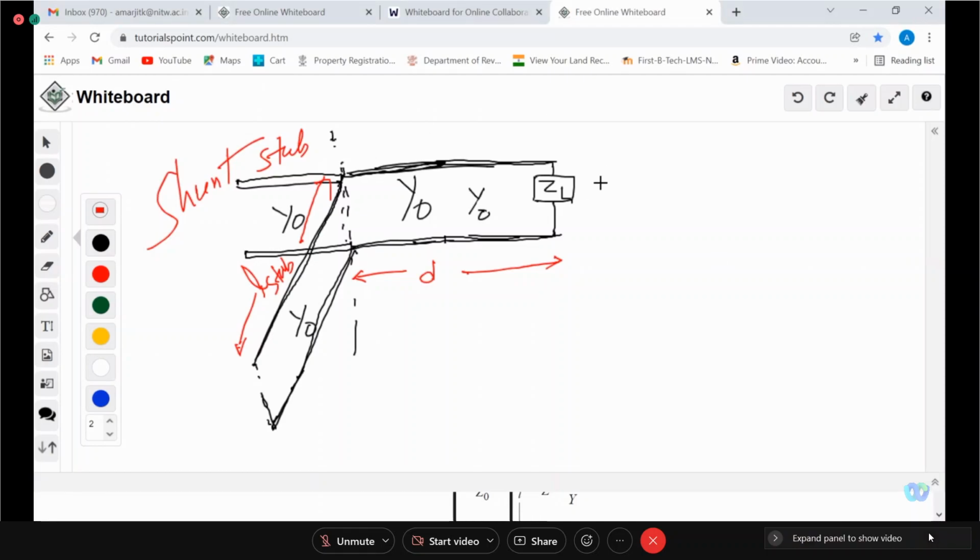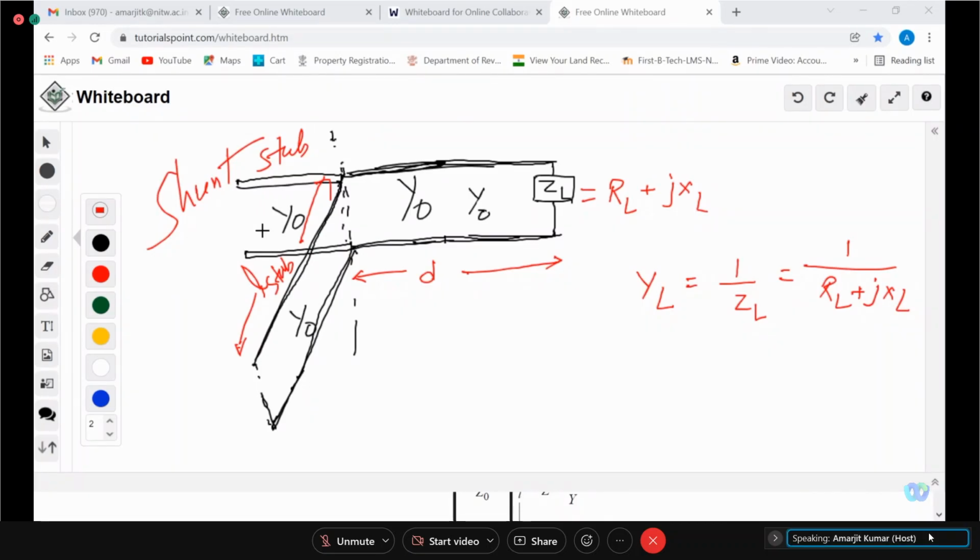ZL is equal to RL plus jXL. YL is equal to 1 upon ZL, which is 1 upon RL plus jXL. Here you are using a shunt stub. How to find? What can we do to match Y naught with ZL?